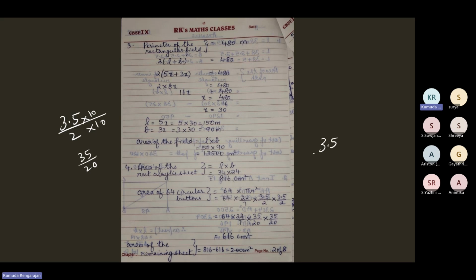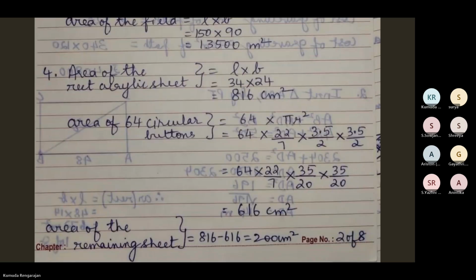Diameter is 3.5, so radius is by 2. Now we don't want this decimal point, so we multiply the numerator and denominator by 10. 3.5 into 10 is 35, 2 into 10 is 20. That's what you see in the next step, 35 by 20. You don't have to show that step, just do it in your mind. Please cancel and see that you're getting 616. Don't just write it because you can see the answer in front of you. Please be responsible.